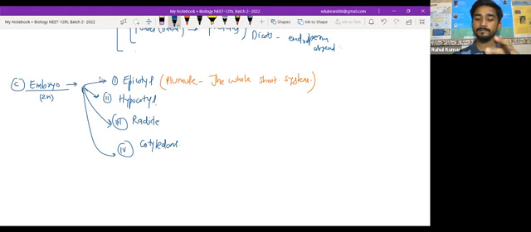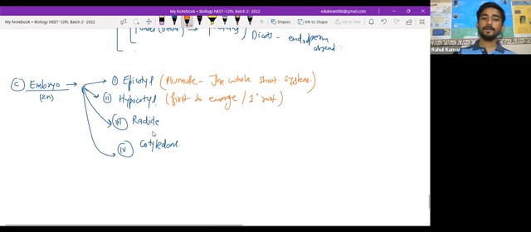Is it clear? Yes. This is the first to emerge. Primary root. Okay. Now let's come to radicle.